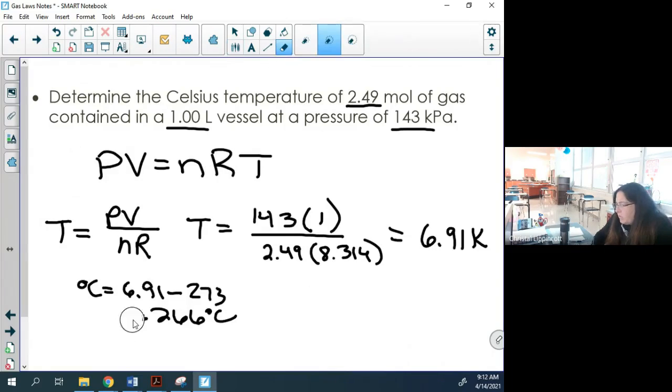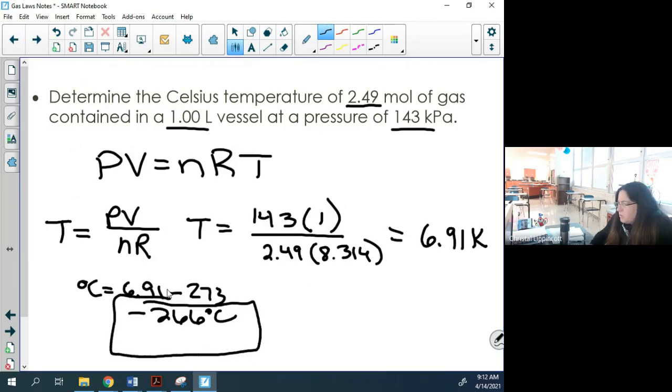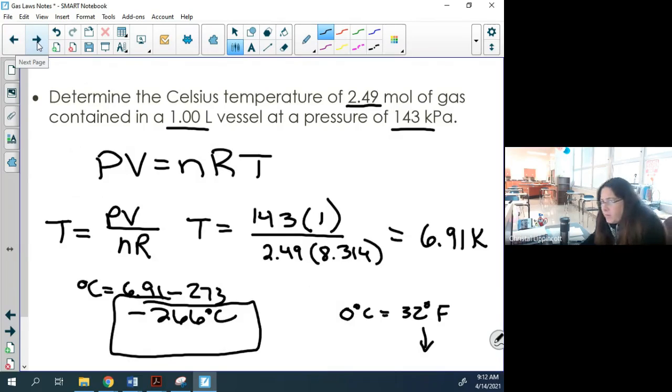Can it be negative? Yeah, Celsius can be. Kelvin can't. Kelvin cannot be negative, but Celsius can. And we get negative wind chills here all the time. Anything below 32 degrees Fahrenheit is negative Celsius. Because remember, 0 degrees Celsius equals 32 degrees Fahrenheit. That's the temperature that water freezes at. We might have even been there this morning. It was chilly this morning. Okay, that makes sense. You can't have a negative Kelvin though. Kelvin can never be negative.